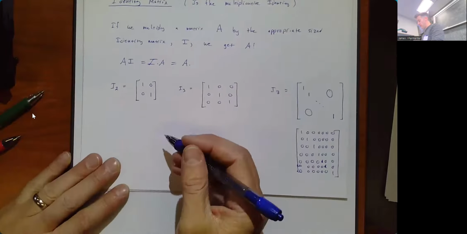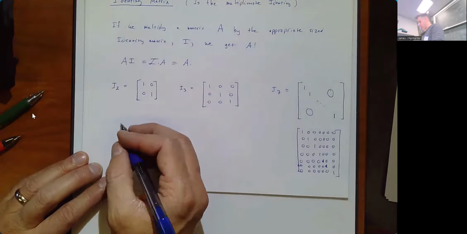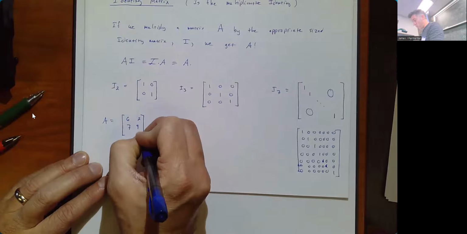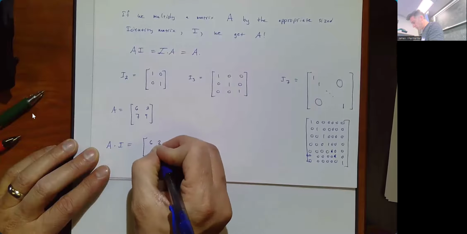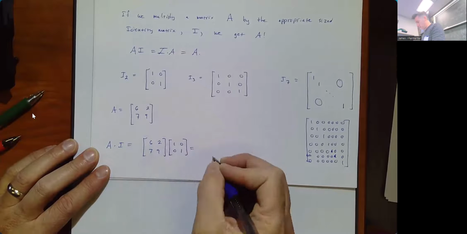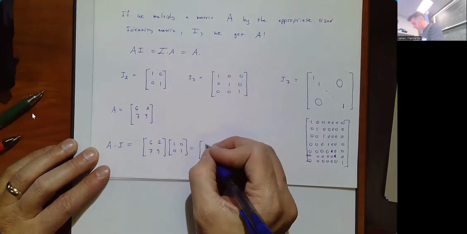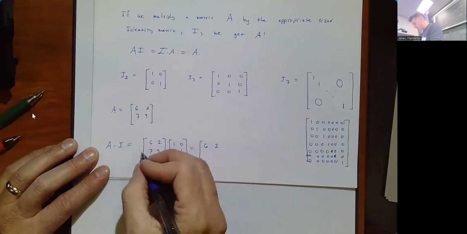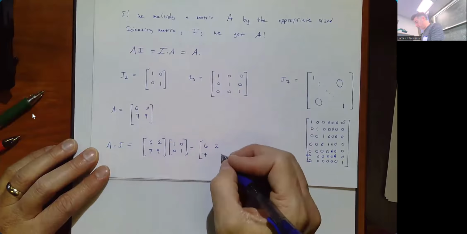So for example, if I take this 2 by 2 matrix and multiply it by my matrix A, which was, I don't remember what it was, I'm just gonna make it a new A. Let's say A is [6, 2; 7, 9]. Well, check this out. A times I, which is [6, 2; 7, 9] times [1, 0; 0, 1], is equal to, let's see, 6, 2 dotted with 1, 0 is going to be 6 times 1 plus 2 times 0. 6, 2 dotted with 0, 1 is going to be 6 times 0 plus 2 times 1. 7, 9 dotted with 1, 0 is going to be 7 times 1 plus 9 times 0. And 7, 9 dotted with 0, 1 is going to be 7 times 0 plus 9 times 1.